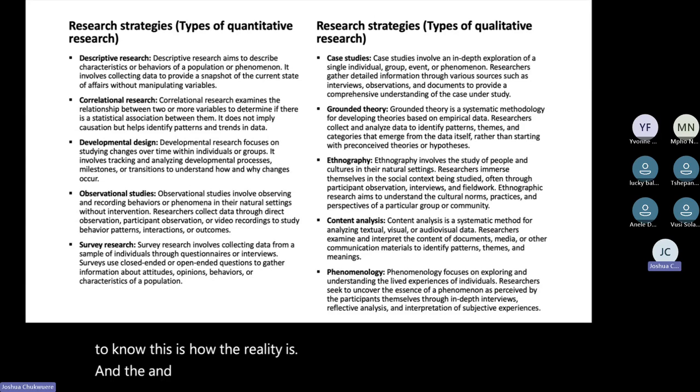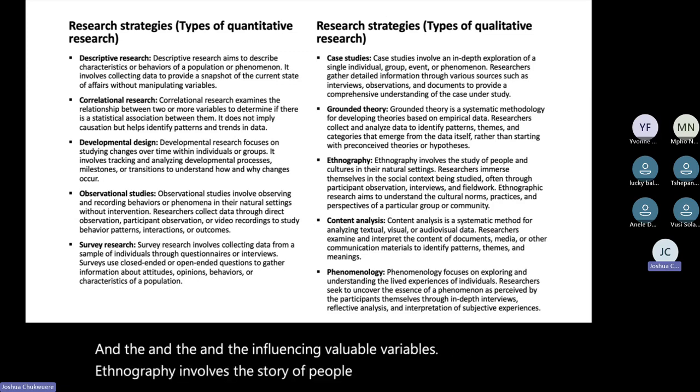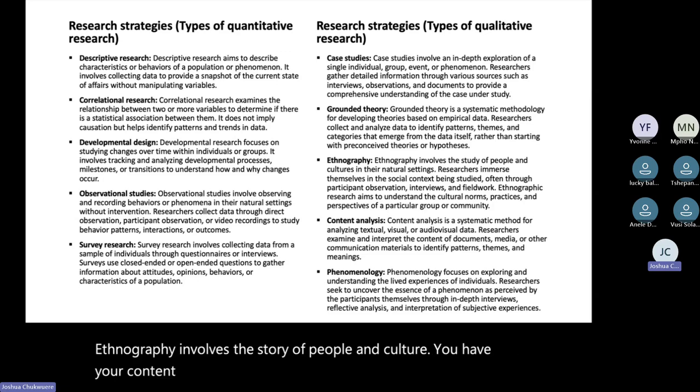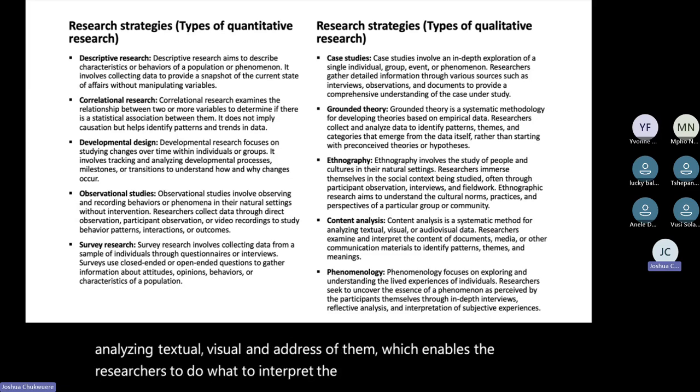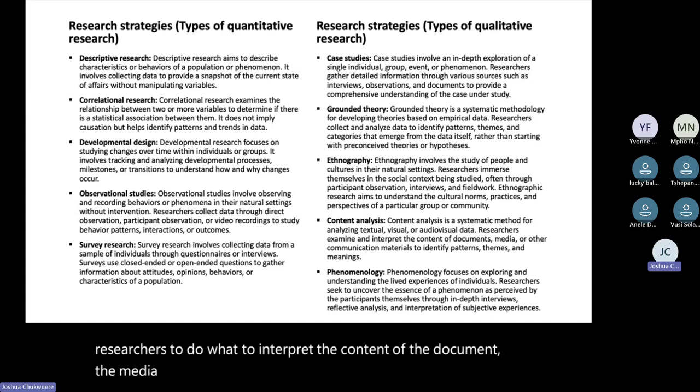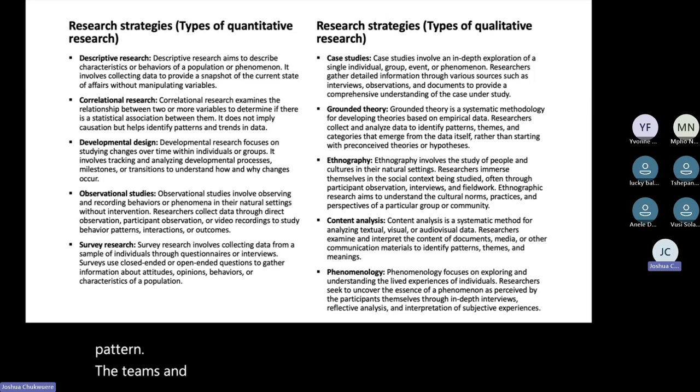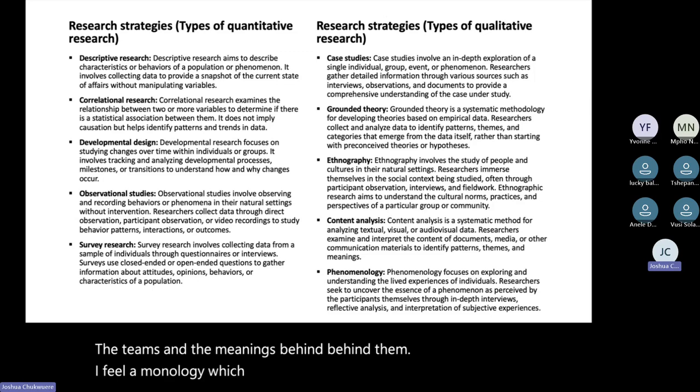And the influencing variables. Ethnography involves the study of people and culture. You have content analysis, which is a systematic method of analyzing textual, visual, and other materials, which enables the researchers to do what? To interpret the content of the document, the media, and other communication material to identify the patterns, the themes, and the meanings behind them. Phenomenology focuses on what? Exploring and understanding the lived experience of the people.